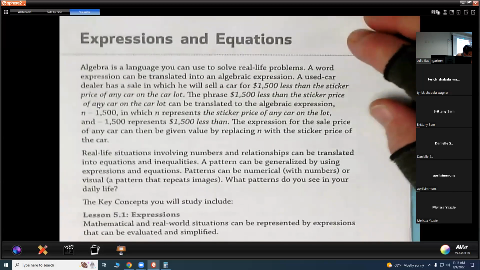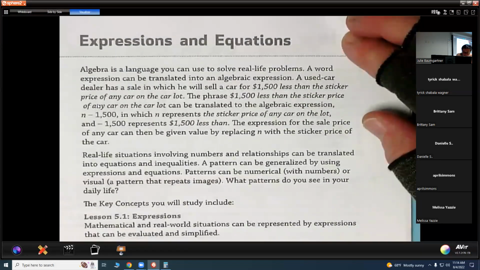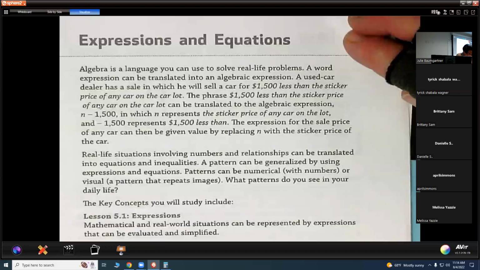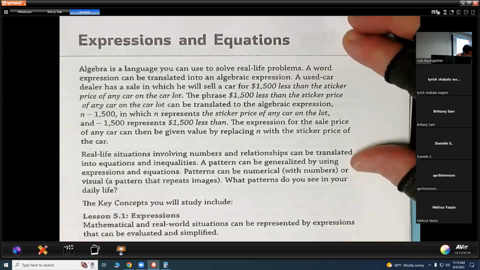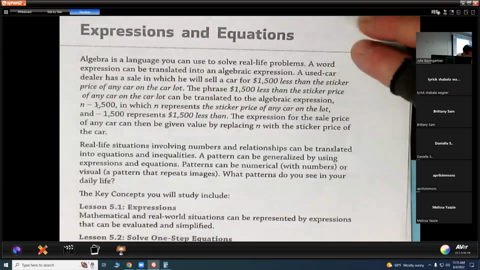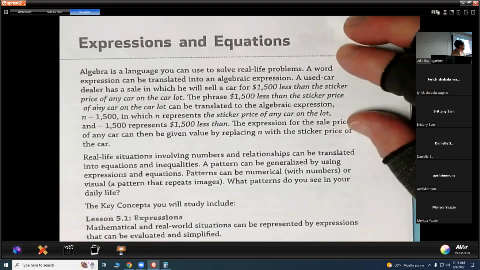Our first lesson really should just be a review of what we just previously did. Real life situations involving numbers and relationships can be translated into equations and inequality. A pattern can be generalized by using expressions and equations. Patterns can be numerical or visual. So anyway, that kind of gives us an idea of what we're going to work on.